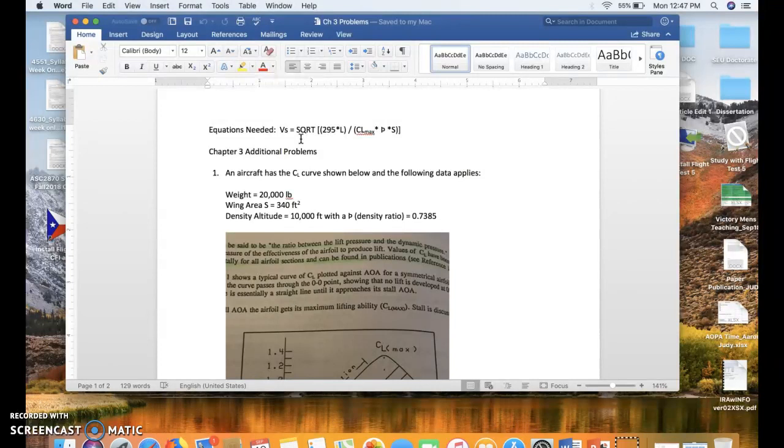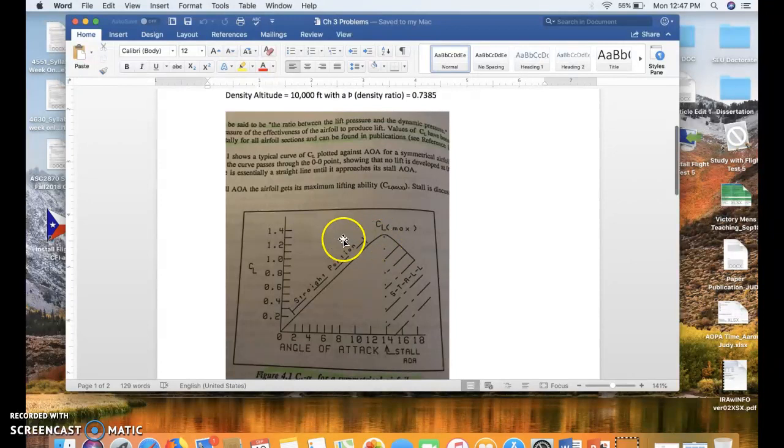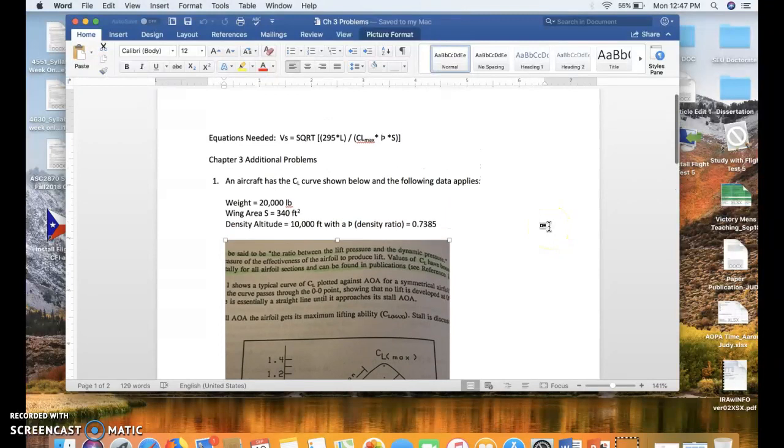All you had to do was read from the chart here off CL max, which you'll get is around a 1.3. If you took a ruler and looked at the top of the curve here, went straight over, you'd read 1.3. So it was pretty straightforward. You just have to pay attention to how you compute this.